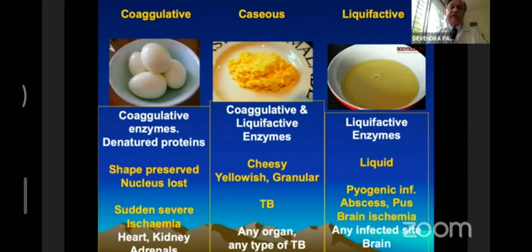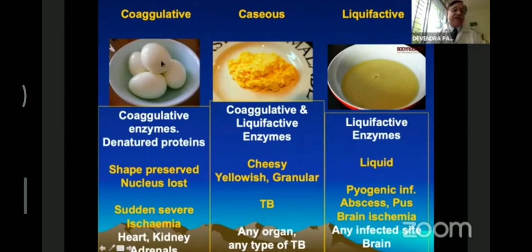We can have a simile of an egg. I think everybody must have eaten an egg, at least seen an egg, a boiled egg and things like that. What happens is once we boil the egg, the white of the egg, because of the heat, it coagulates. And the shape of the egg is preserved.